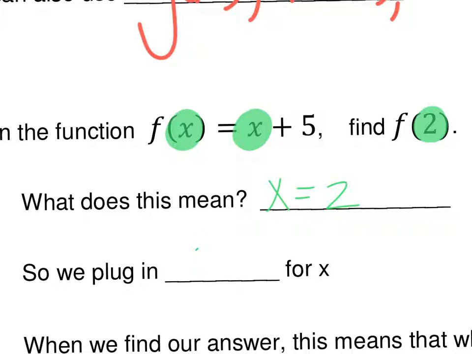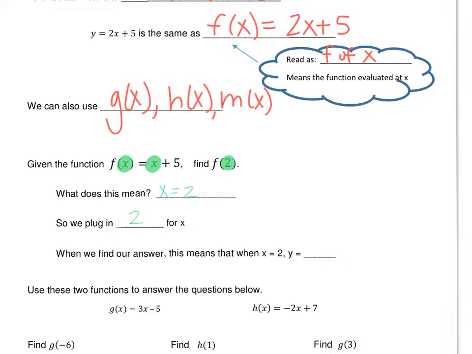So we are going to plug in 2 for x. I'm going to rewrite my function, but instead of x, I'm going to rewrite it with a 2 in there because that's what it told us x was. X was 2. So f of 2 equals, again, instead of x, I'm going to plug in a 2 plus 5. The only thing that's different from f of x equals x plus 5 to f of 2 equals 2 plus 5 is that I replaced both of my x values with 2.